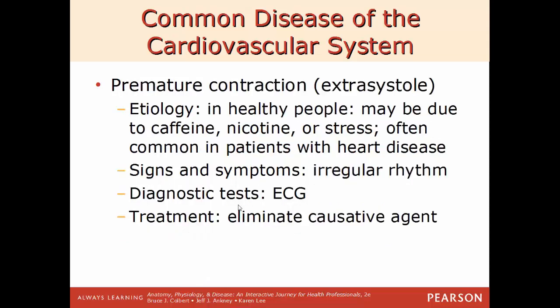The premature contraction or extrasystole. Etiology: in healthy people may be due to caffeine or nicotine or stress. It's often common in patients with underlying heart disease. Some signs and symptoms: irregular rhythm. The way you would check for this would be an ECG. And for the treatments, you need to eliminate the causative agent, such as stopping smoking, lowering your caffeine intake, and so on.